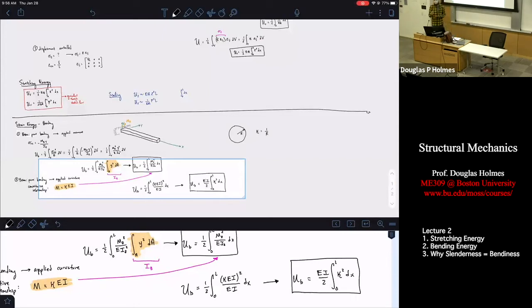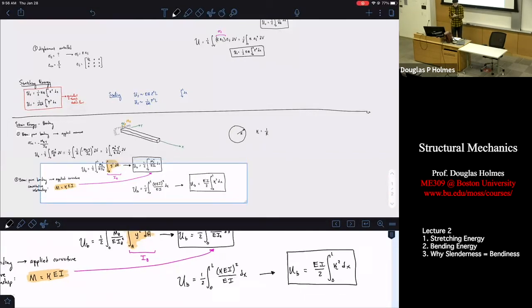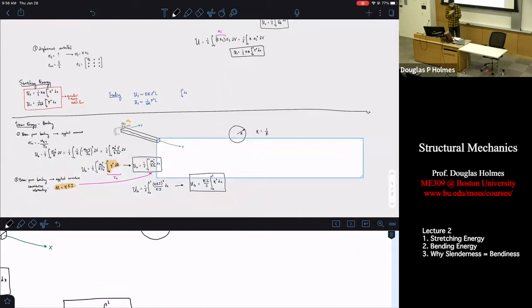The last thing I'll do before I take a quick break is I want to write this bending energy in a scaling-like way, the same way we did the stretching energy. To do that, it's really important to remember the properties of I. And we'll find out why in a second. But if you remember, if you have a beam with a thickness h and a width b, I is equal to h cubed b over 12.